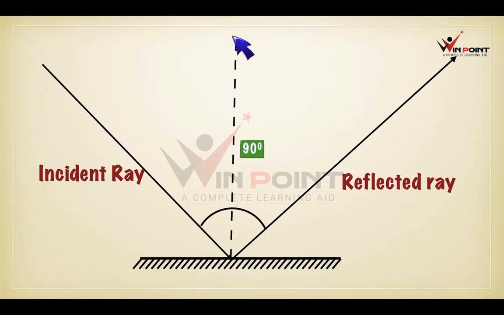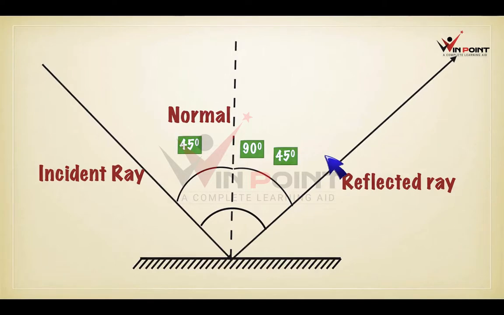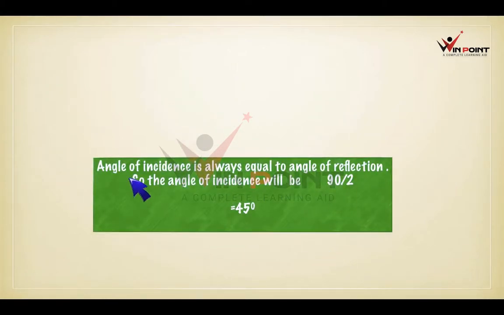If we are drawing a normal, there is a law. According to the first law of reflection, angle of incidence should be equal to angle of reflection. The total angle is 90 degree. Angle of incidence equals angle of reflection. Then what will be the value for each angle? It will be 45 degree and 45 degree, because both should be equal. Angle of incidence is always equal to angle of reflection. So angle of incidence will be 90 by 2 equals 45 degree.